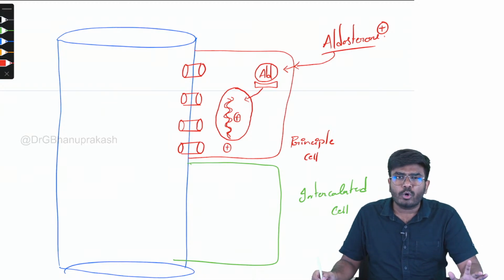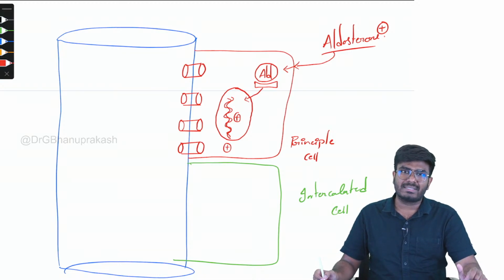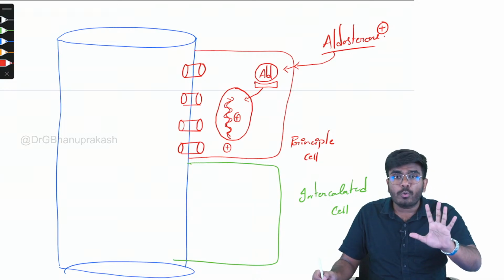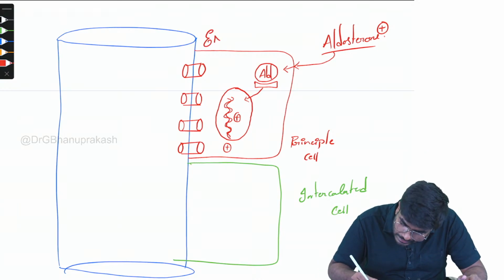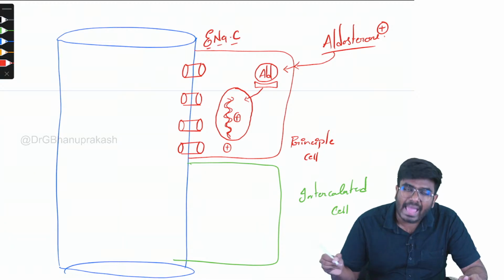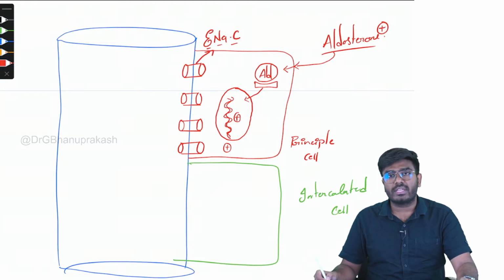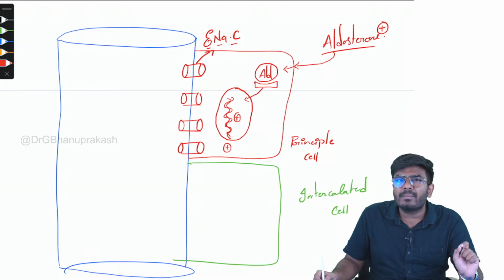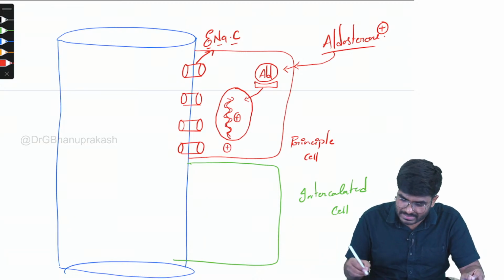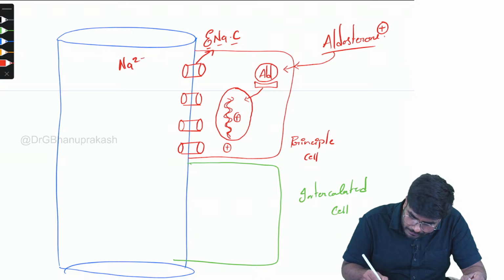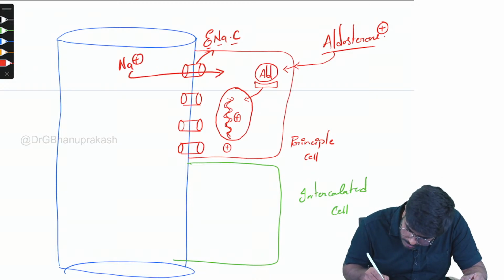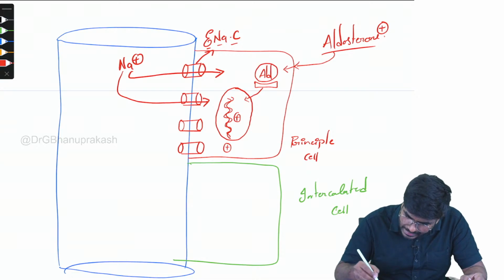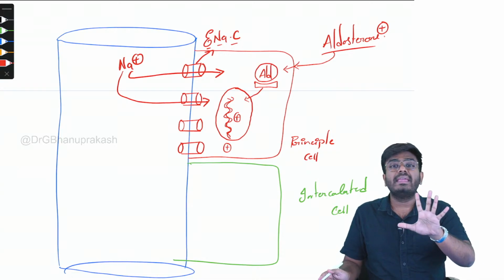Now, what are these proteins? These are channels, water channels. Sorry, they are not water channels. These new proteins are called epithelial sodium channels, ENaC. Now, what are these epithelial sodium channels doing? The name itself is there. They are present on the epithelial cells. They are sodium channels. So, now sodium is getting reabsorbed. Sodium reabsorption is happening.